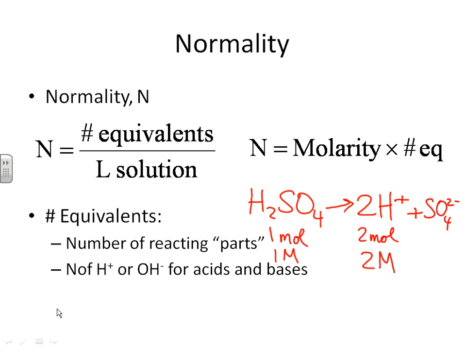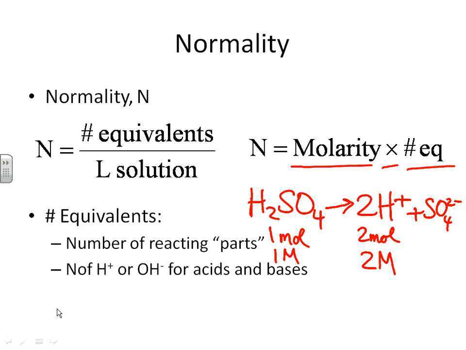So talking about the molarity of the H2SO4 doesn't really do me justice in terms of knowing just how much H+ I get. So molarity, if I multiply it by the number of reacting bits, gives me normality. Normality is molarity times the number of equivalents. H2SO4 has two equivalents. It has two reacting pieces.